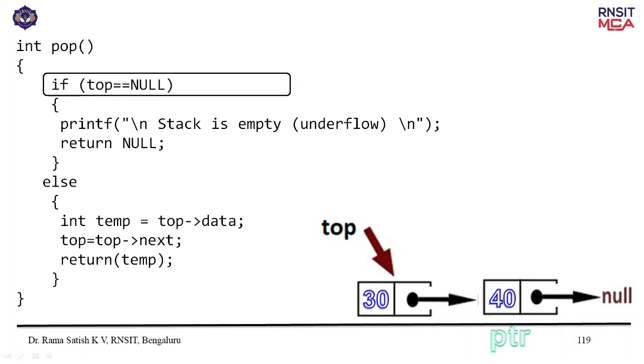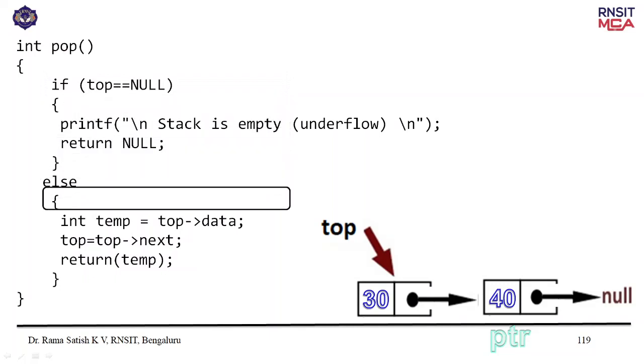So this is the case in our previously taken example. We have two elements in the stack, 30 and 40. Top is pointing to 30. Now, according to our program, you are checking if top is equal to null. No, top is not equal to null. So it comes to the else part. What are you doing in the else part? It's very simple.